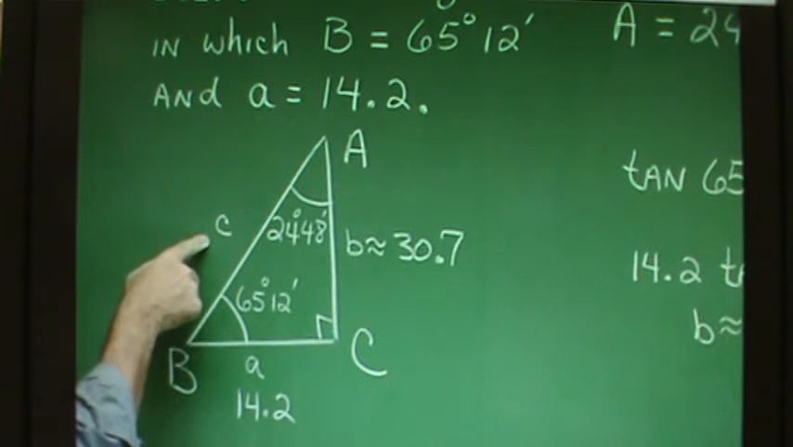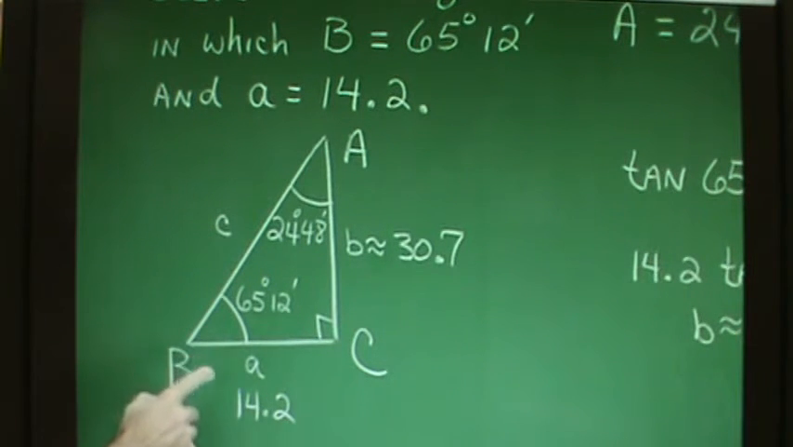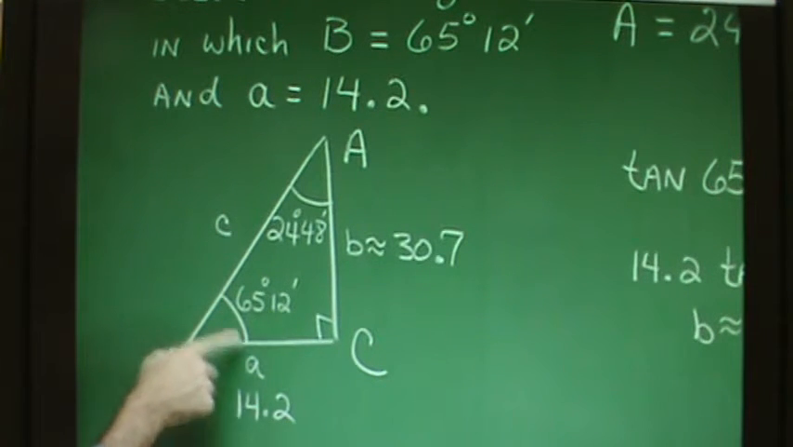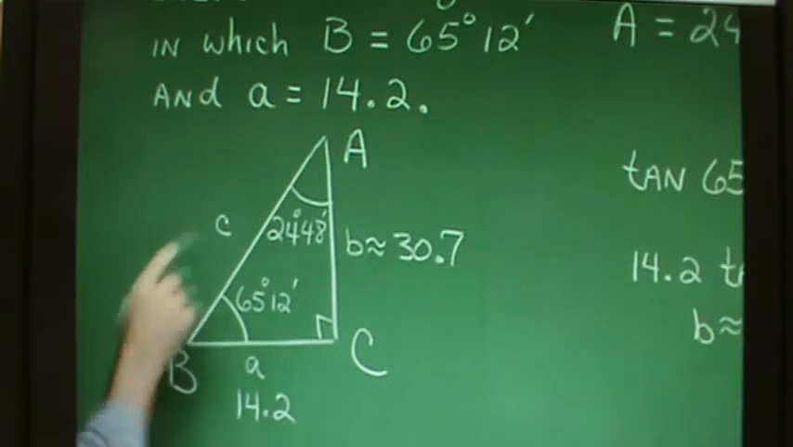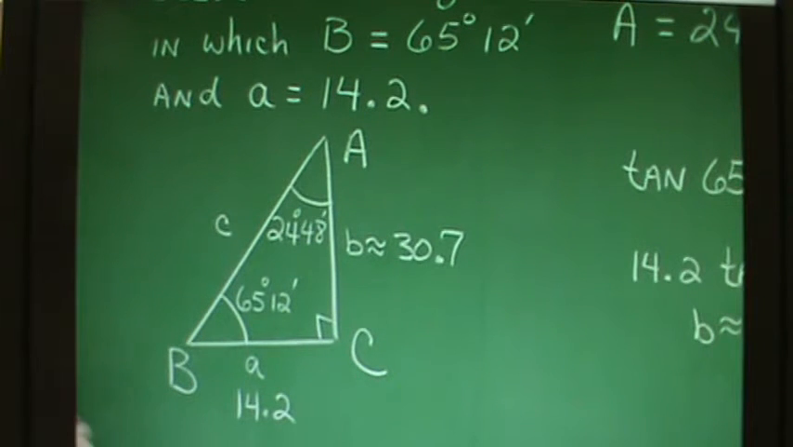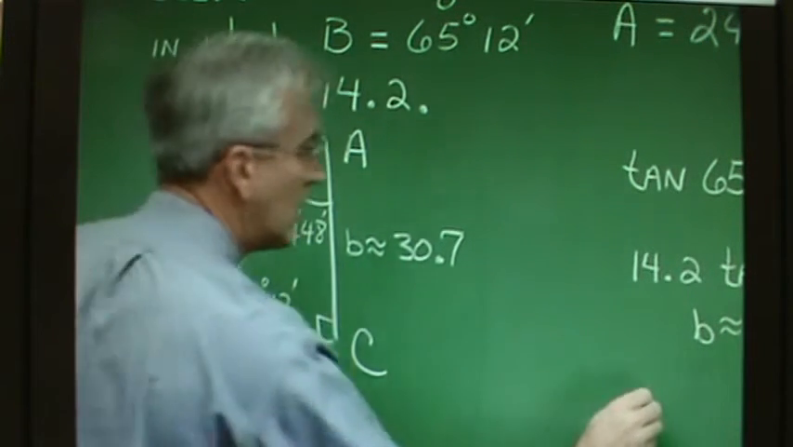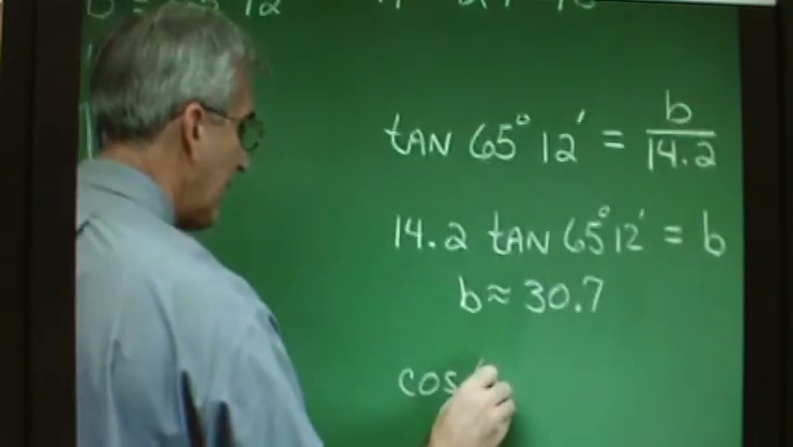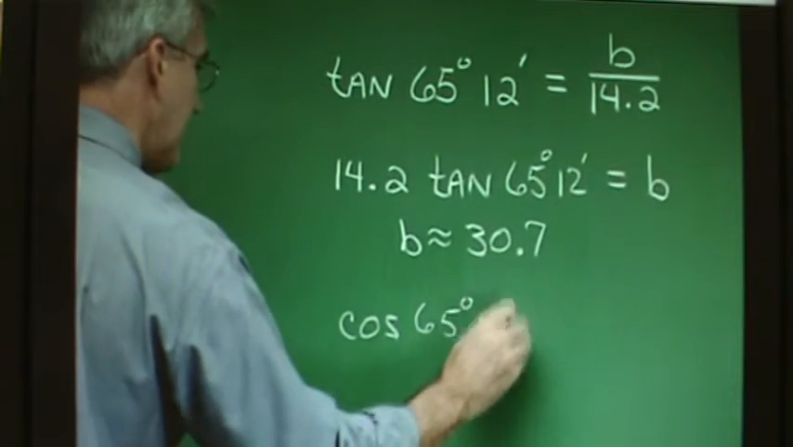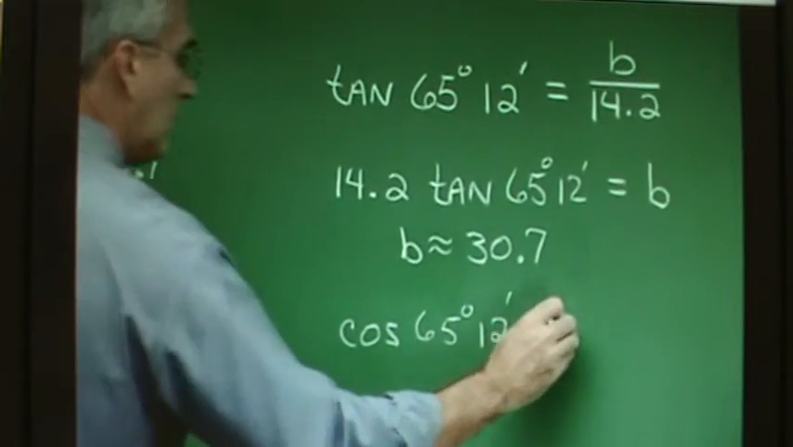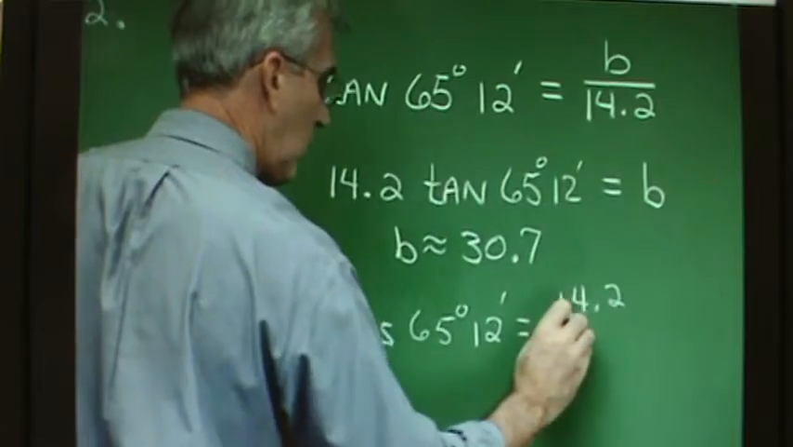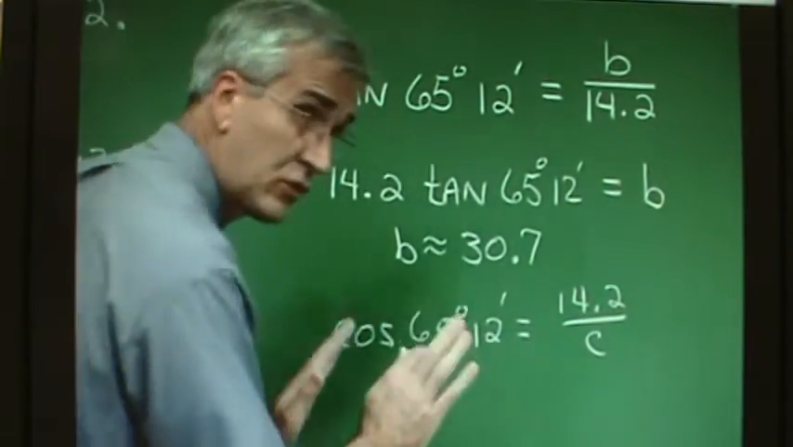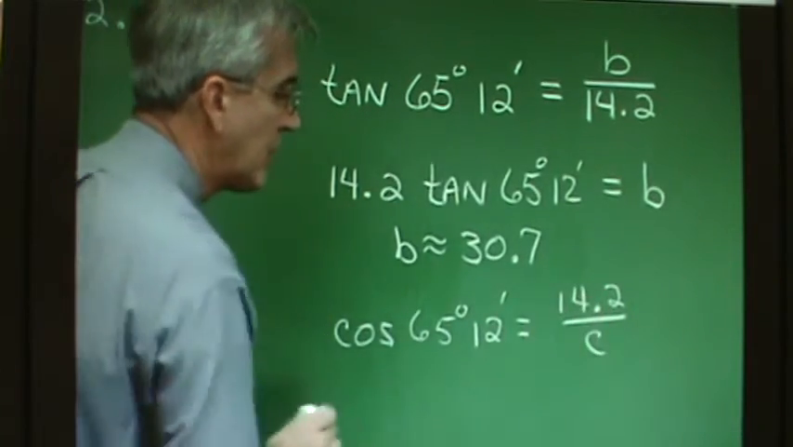and side C. Now think about a relationship that involves this and that, and this angle. From the perspective of this angle, we're talking about adjacent side and hypotenuse, so that's the cosine idea. So we would come over to the side and write cosine 65 degrees, 12 minutes equals 14.2 over C.